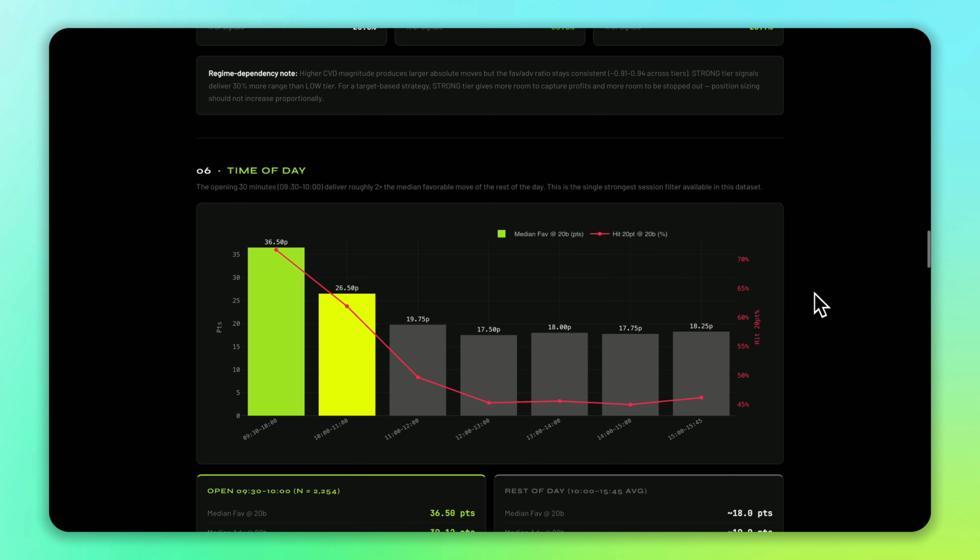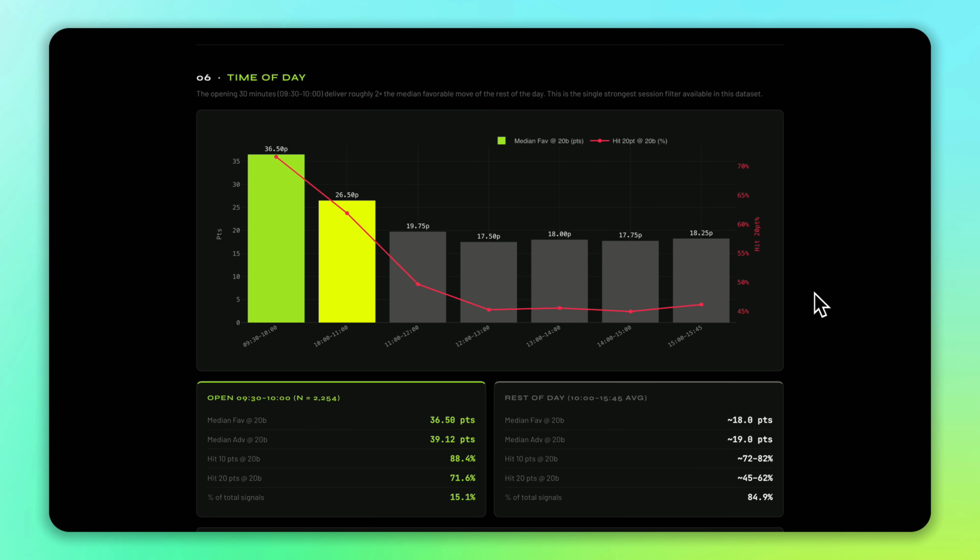Now this is my favorite chart because you're not going to take these signals every time throughout the day, right? That's the best way to lose a bunch of money. But it clearly shows that the open is obviously where you're going to get the most points, right? So when you look at this chart, I guess we can take that off. We're looking at the median favorable move at 20 bars. And this is saying, okay, between 9:30 and 10, the first 30 minutes, when you do get the cross, your median favorable move is over 36 points, right? And so that's pretty good. You should definitely take those.